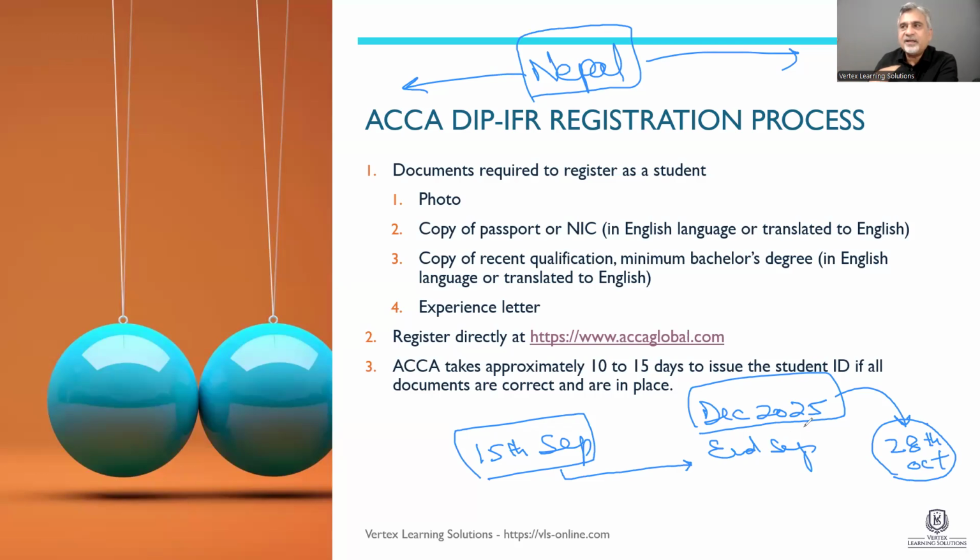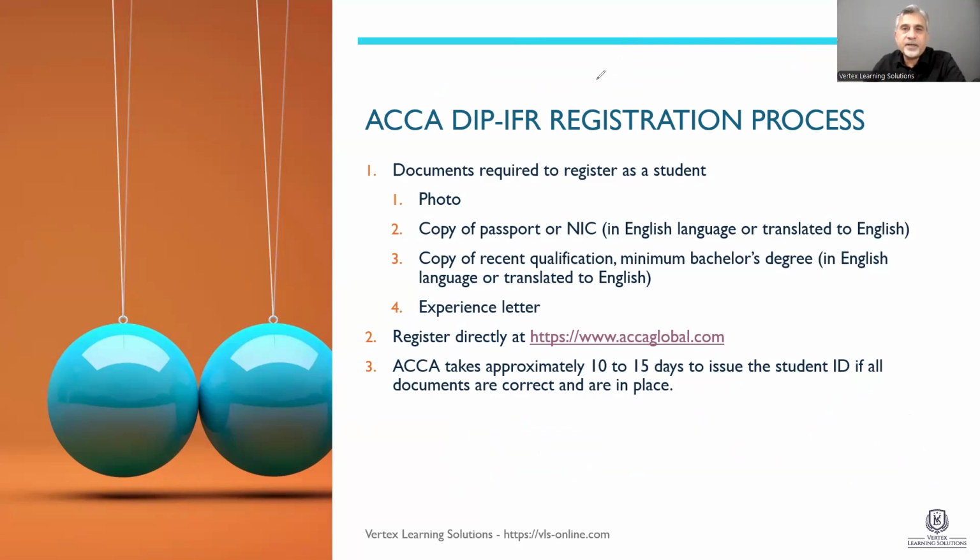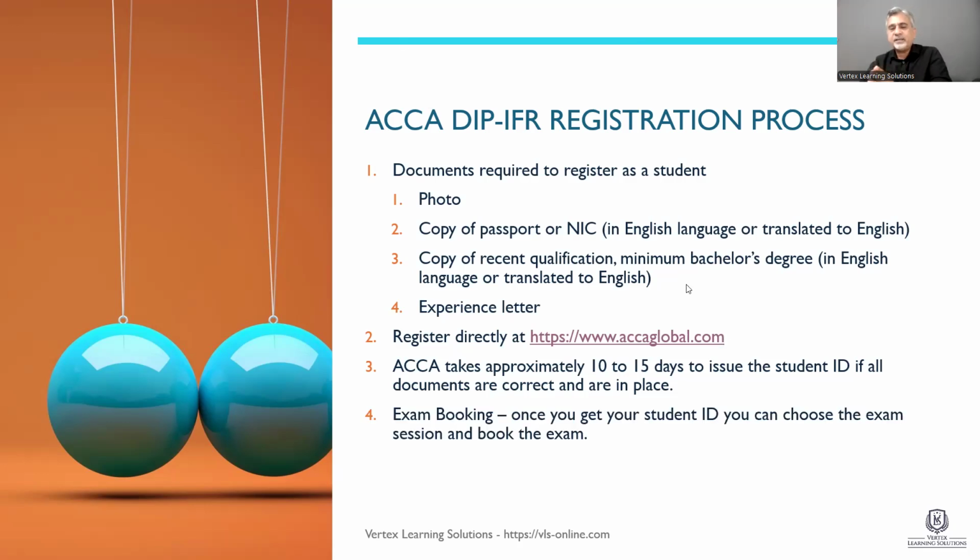So I would suggest that if you have already obtained your student ID, and if you are ready for the exam, then don't wait until 28th October. Book your exam somewhere in the middle of October. And how can you do it in the middle or early October? Because you have already completed your registration process. If your registration process is not finished, then you cannot book the exam. So that's why I said start this approximately 10 weeks before, so that you can book your exam in time.